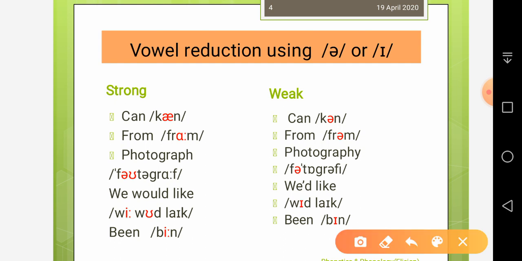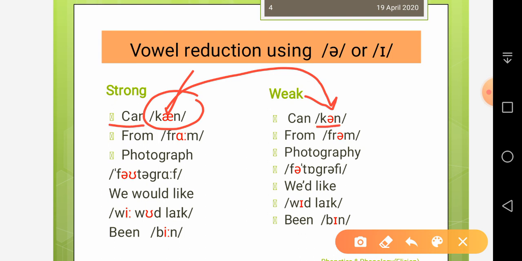Let's say here is a structural word, can. As you can see here, the central vowel is a short vowel, and here this has been converted into schwa. Now we will say kən. Instead of saying can, we will say kən, like icon.